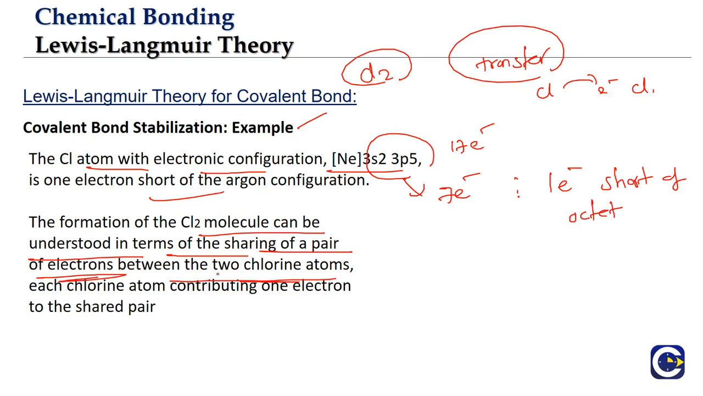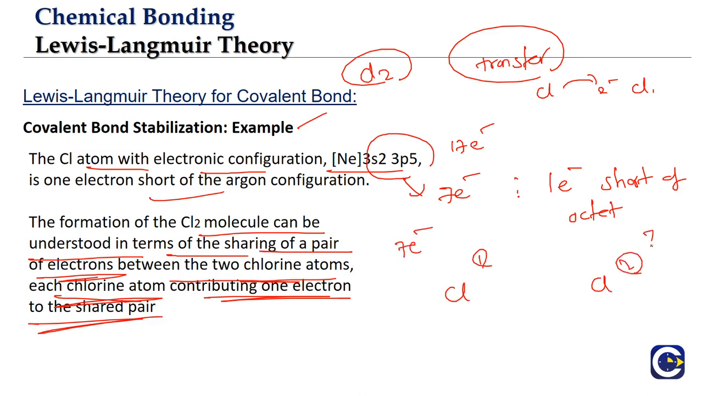So we will see how the sharing will be able to make each chlorine reach an octet. How will the sharing happen? Each chlorine atom will be contributing 1 electron for the shared pair. So look at it, let's call them chlorine 1 and chlorine 2. Chlorine 1 has 7 electrons in the valence shell. Chlorine 2 also has 7 electrons. Now chlorine 1 is giving 1 electron for the sharing, and chlorine 2 is also giving 1 electron for the sharing. So this is becoming the shared pair.